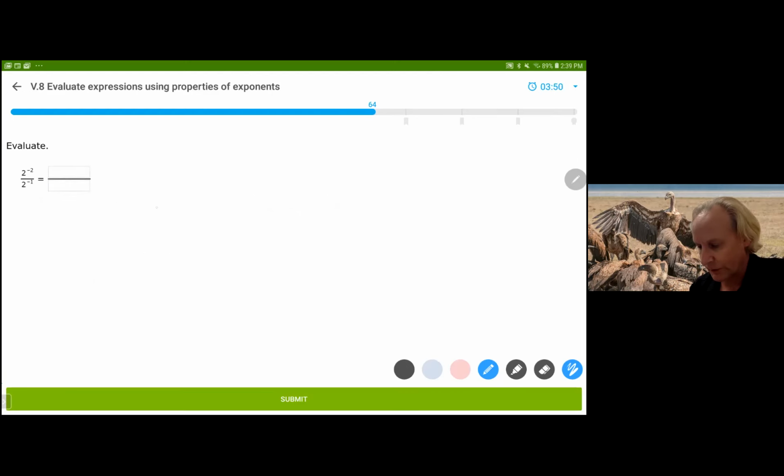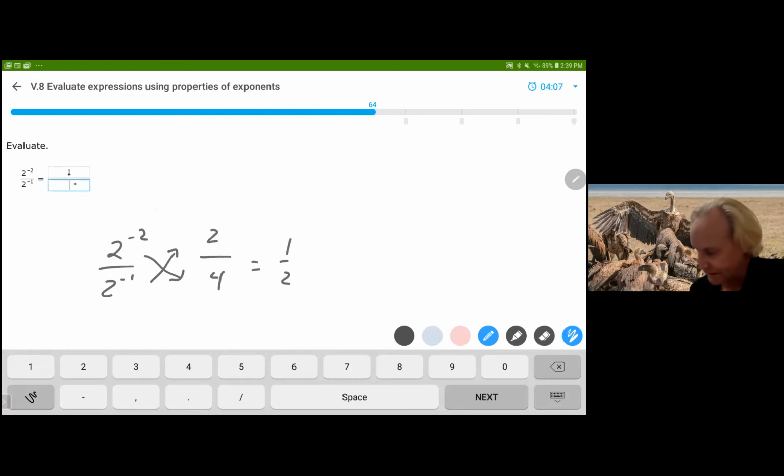Oh, now this one's a little more interesting. This is 2 to the negative 2 over 2 to the negative 1. And what you do, of course, is move across the division line, the 2 and the 2 squared, which is 4, which of course is a half. Make sure you reduce these guys.